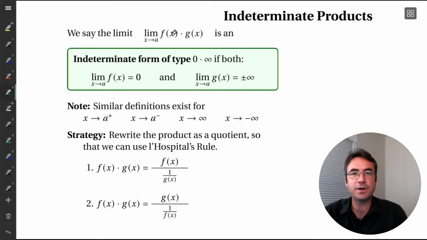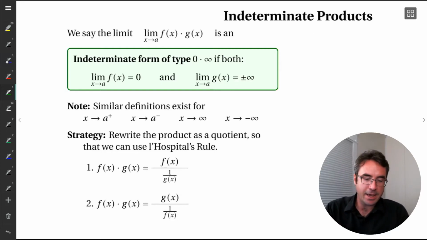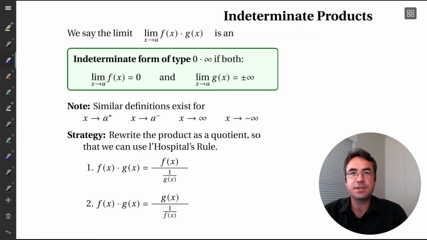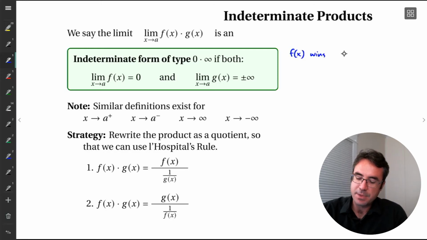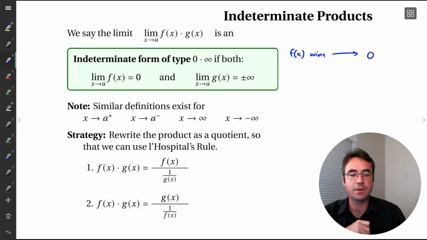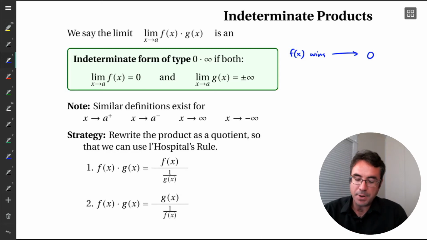So if we have a product of two functions, and one of those functions goes to 0, and the other one goes to infinity, well, then we have an indeterminate form. And why is it indeterminate? Well, if one of our factors is going to 0, it wants to make the whole product really small. So if our function f of x wins, then the product goes to 0. The overall limit goes to 0. But g of x wants to get really big. So if g of x wins, well, then the overall limit goes to plus or minus infinity.